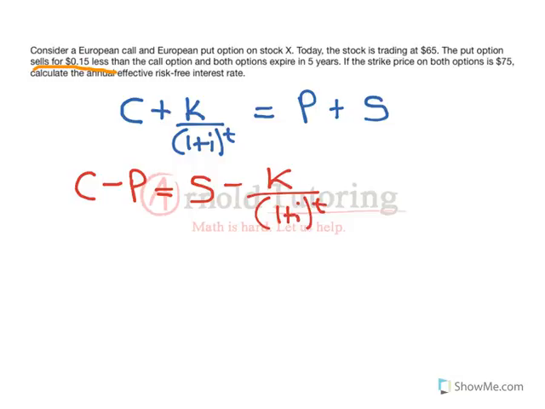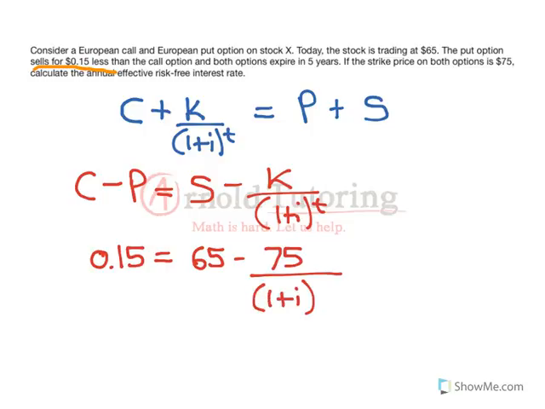That way we know C minus P is 0.15. We know the stock today is trading at 65. And we know that the K value is our strike price. That's going to be 75 that we're going to earn at time t. And so in our formula, we discount that back at some annual effective rate of interest, with 5 years as t. So now it's simply solving for i.